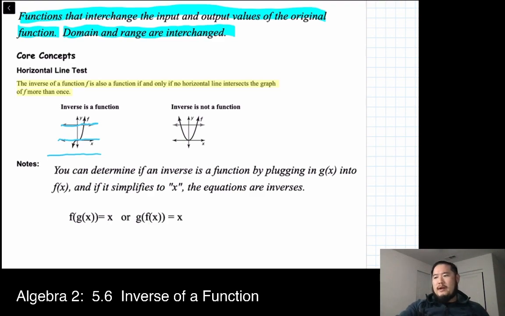But if you take a look right here at this next one, we have a parabola, right? And it does not pass the horizontal line test, because right there you can see that the horizontal line in red crosses the function more than once. Therefore, its inverse is not a function.